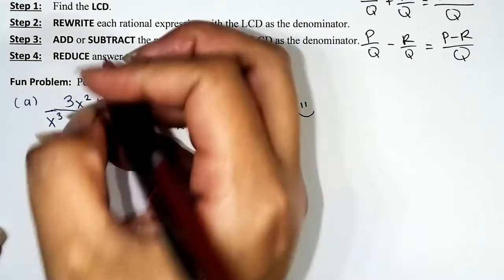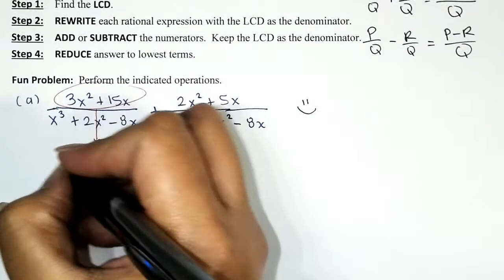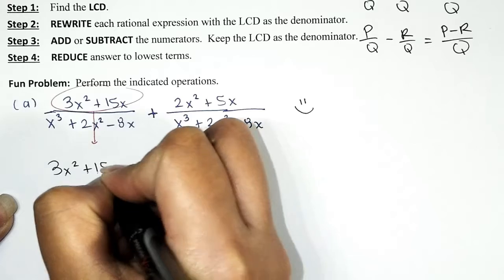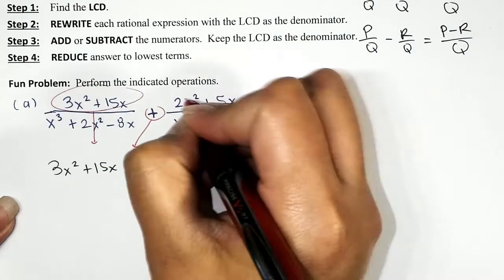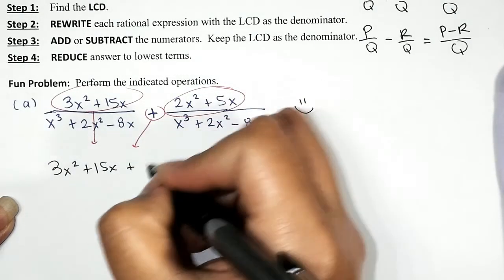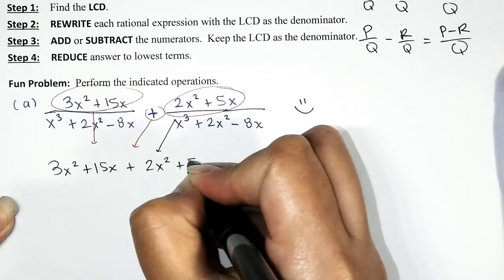Okay, so the first numerator reads 3x squared plus 15x, and then we are going to add to it the second numerator, which is 2x squared plus 5x.